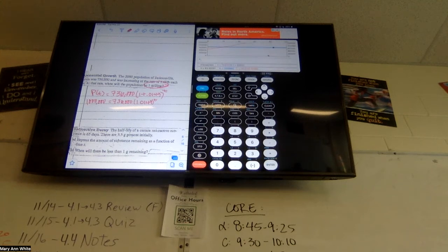1,500,000. Oh, perfect. I see it. I know it's probably small on the board for you guys, but there it is. Just like everything, second trace, intersection, left bound, right bound, enter. It's about 20.7. So we'll say T equals 21 years.